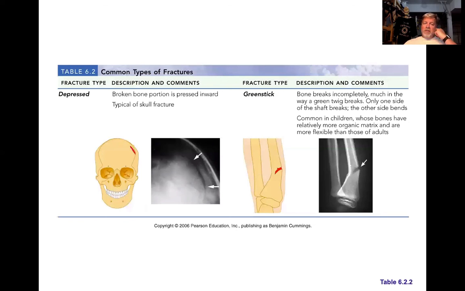Okay, my last two, we have a depression. And in a depression, we've literally caved the bone in, and that doesn't always have to just occur in the skull. It's common in the skull, but this can occur in other places.